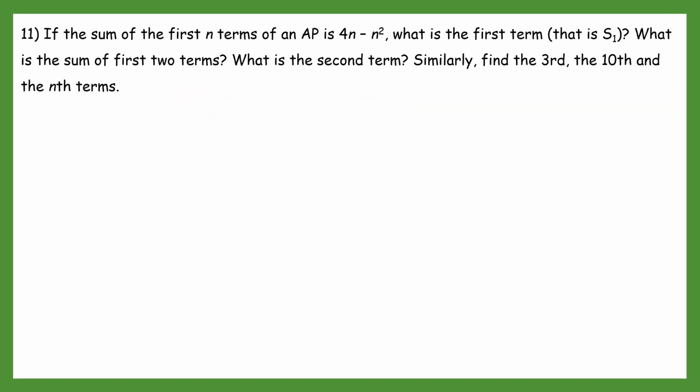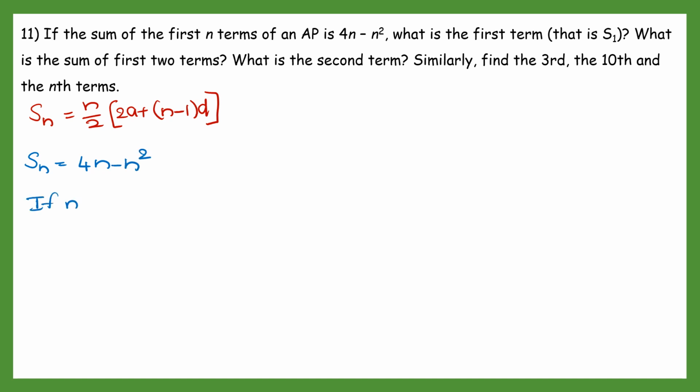Next question. If the sum of first n terms of an arithmetic progression is 4n minus n square, what is the first term? What is the sum of first two terms? What is the second term? Similarly, find third, 10th and nth terms. So, they have given sum of first n terms, but we know the formula. Sum of n terms is n by 2 into 2a plus n minus 1 into d. They have given sum of first n terms as Sn is equal to 4n minus n square.